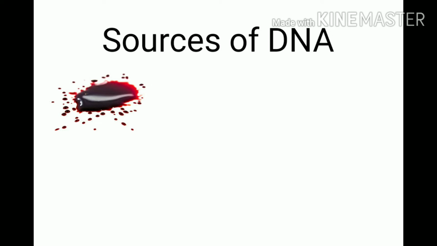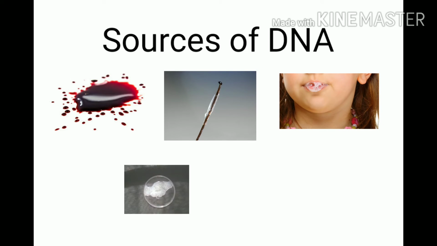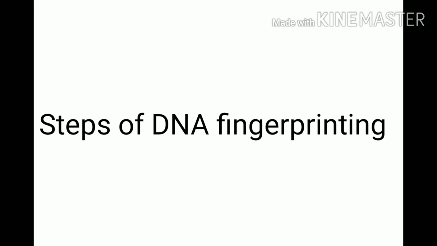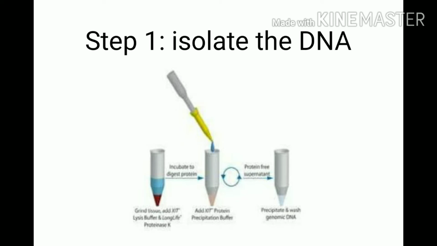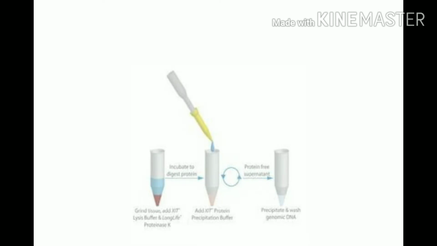Where can we get DNA samples? DNA samples can be obtained from blood, hair, saliva, semen, and other body tissue. The steps for DNA fingerprinting. First, you need to isolate the DNA. DNA must be recovered from cells or tissues. Only a small amount of sample is needed to isolate DNA.